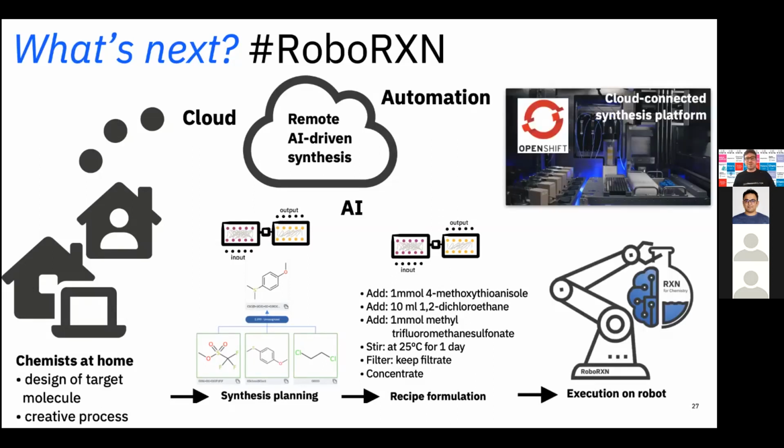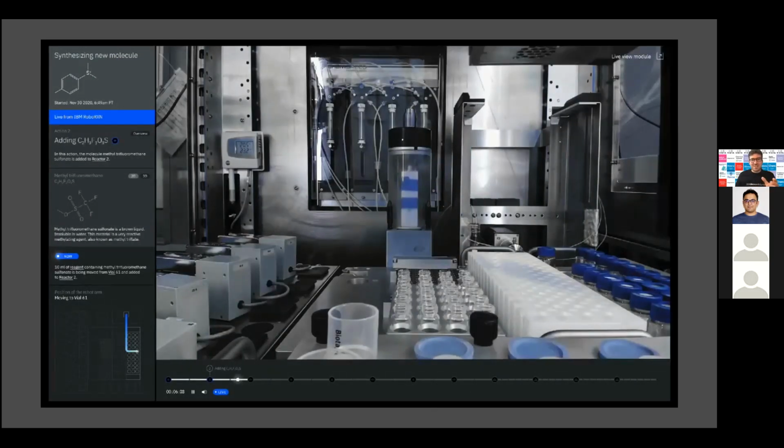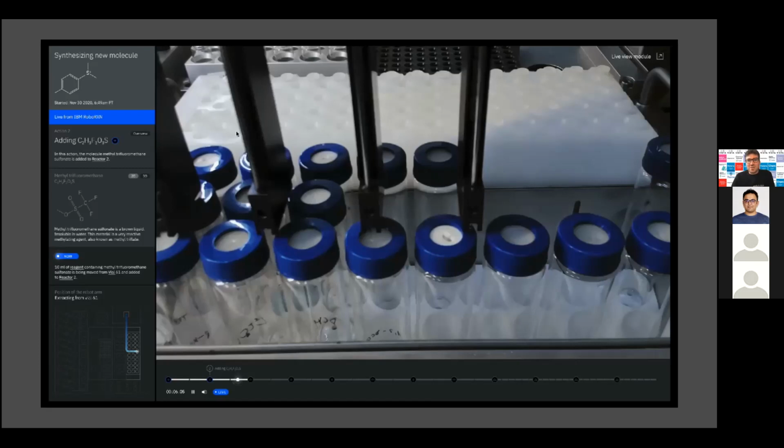We have a prototype of such a cloud-connected synthesis platform in IBM Research in Zurich, and collaborators from all over the world, even from the US, have already successfully synthesized molecules through this platform. Here I'm just showing you a synthesis of a photoacid generator.